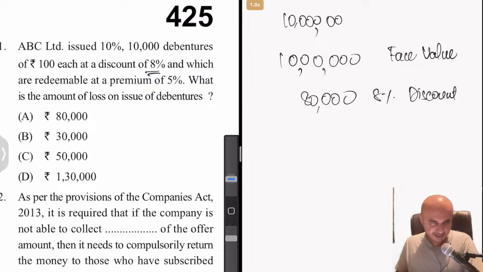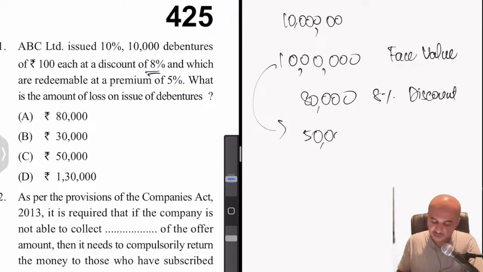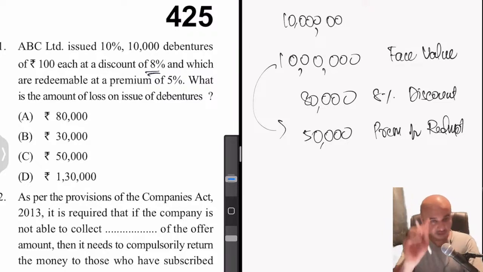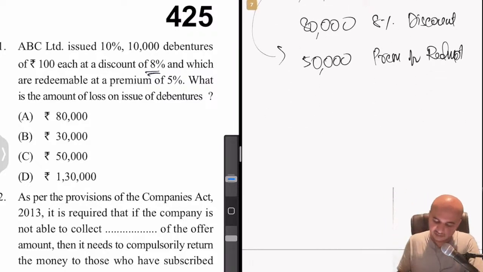Then at the same time, they are also saying which are redeemable at a premium of 5%. That means even at the time of redemption, when we return the money to the debenture holders, we are not returning only 100 rupees, which is the face value, but 100 plus 5%. So 5% on 10 lakhs comes to 50,000. This would be the premium on redemption. Now the journal entry according to the material itself is like this.